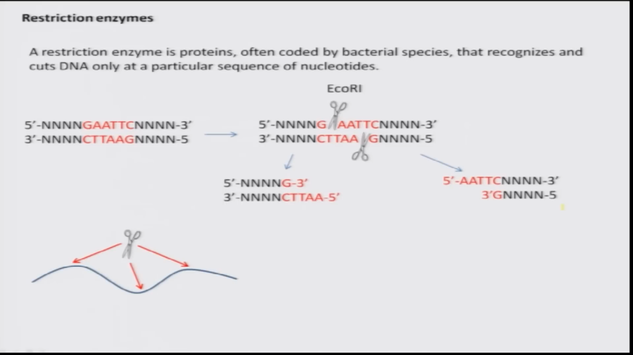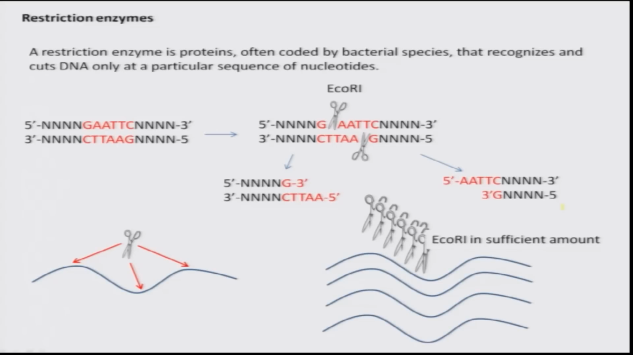So, if for example I have a DNA sequence and this enzyme has got 3 sites, no matter how many multiple copies of the same DNA sequence I have, if you add enough of this particular enzyme, it is going to cut all the fragments exactly at the same sites.